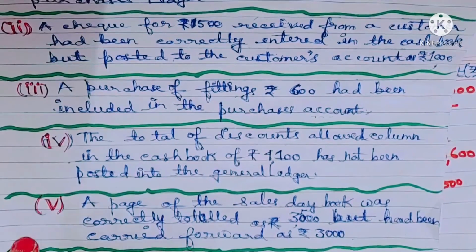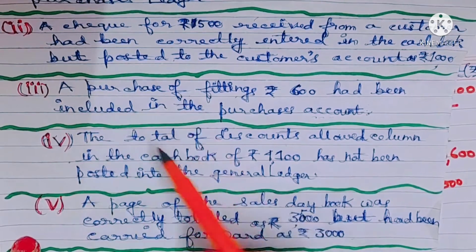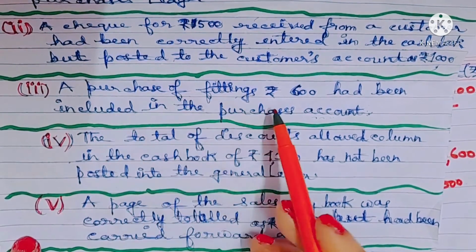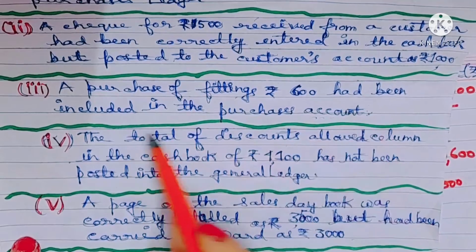Okay, let's go through the adjustment once again. See, number 3, purchases of fittings 600 had been included in the purchases account.